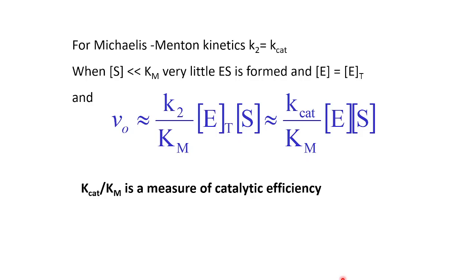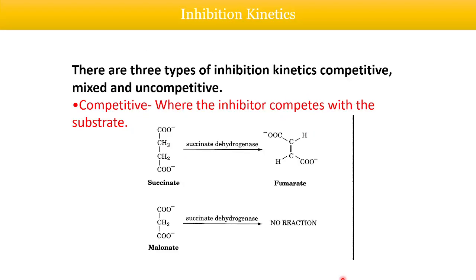And when S is very much less than Km, that is, very little enzyme substrate complex is formed, the equation becomes V naught is approximately equal to kcat by Km into the enzyme concentration and the substrate concentration. And kcat by Km is the measure of the catalytic efficiency and is reported whenever you are reporting novel enzymes. But somewhere or other, the kinetics needs some kind of inhibition, or inhibition occurs.